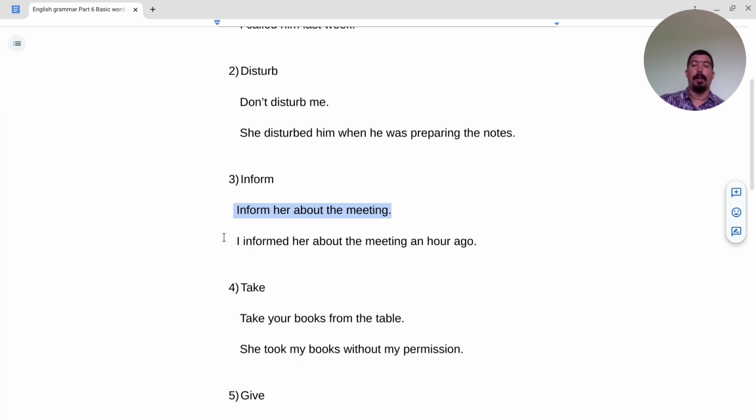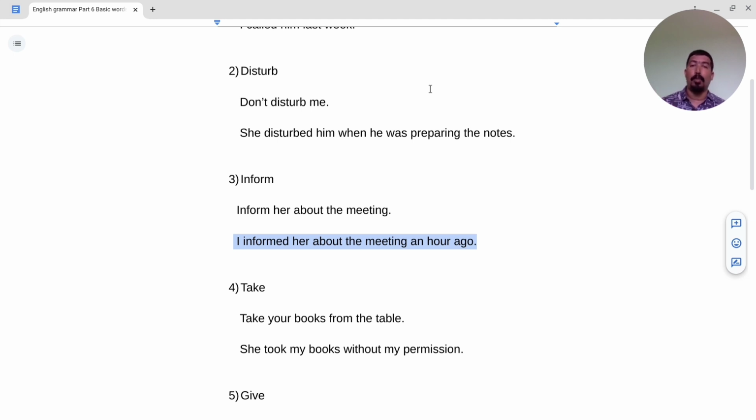Next one, that is the past form of the verb. I informed her about the meeting an hour ago. So what is the situation here? My supervisor told me inform her about the meeting. Inform Mary about the meeting because she is absent today. You have to inform Mary about the meeting.